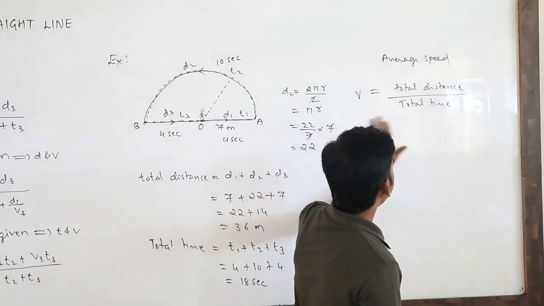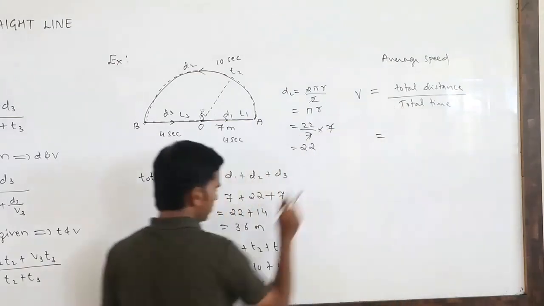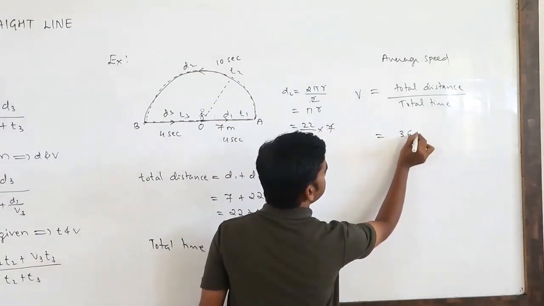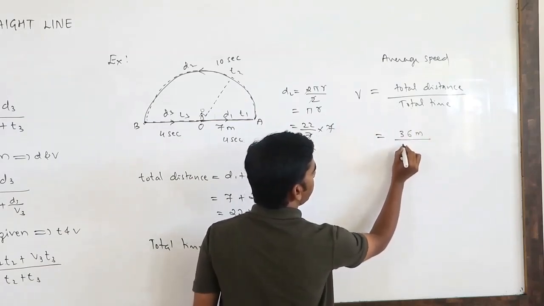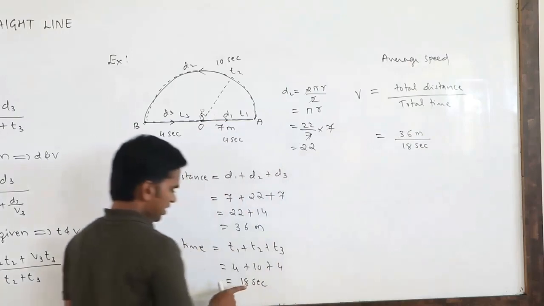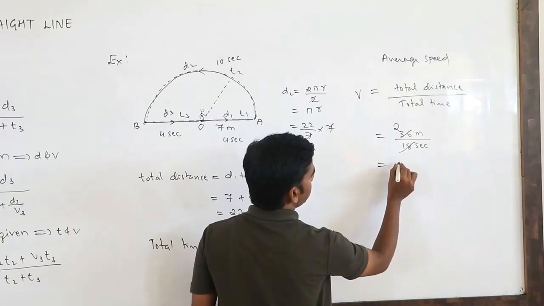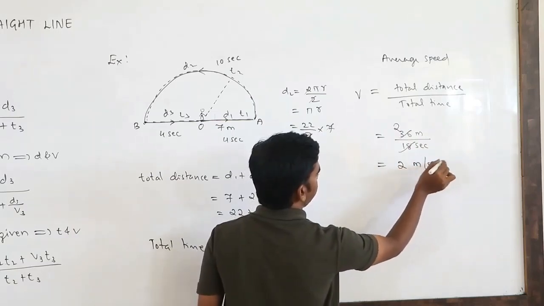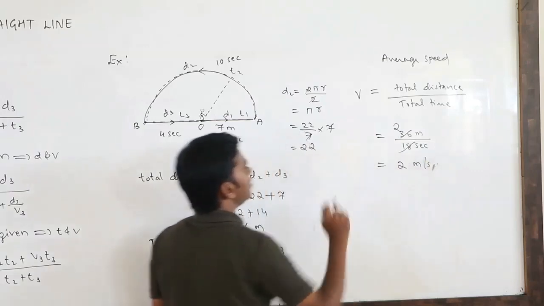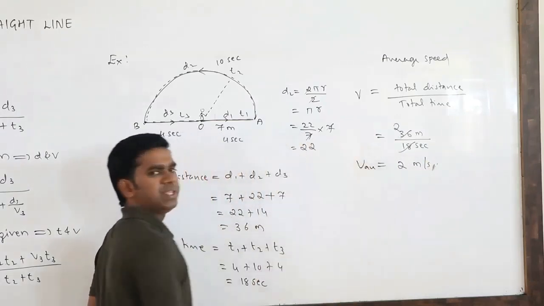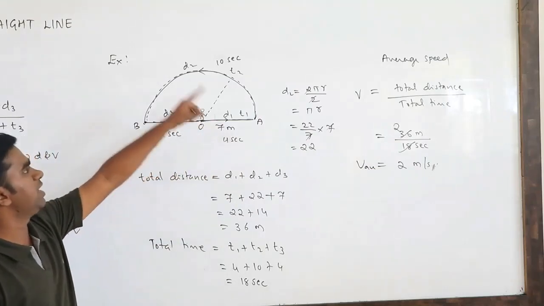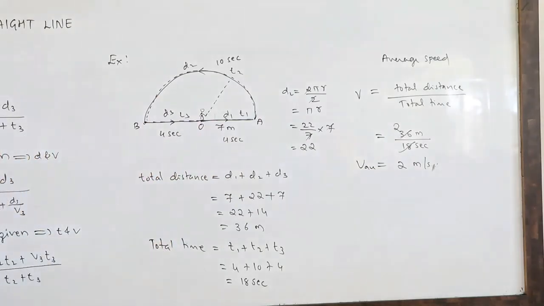Okay. So what can you write here? What is total distance? Total distance is 36 meters, divided by total time, which is 18 seconds. So what you will get? 2 meters per second. Okay. So this is the average speed when a person starts from O and again comes back to O. So you have to get the total distance and calculate the total time separately. Total distance by total time will give you average speed.